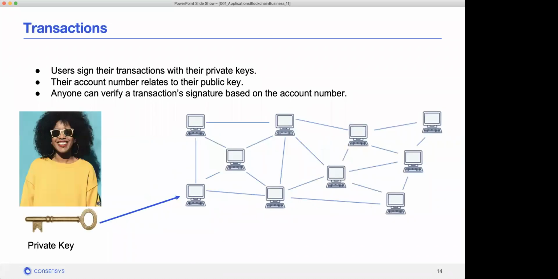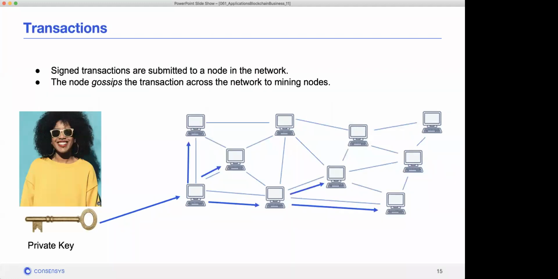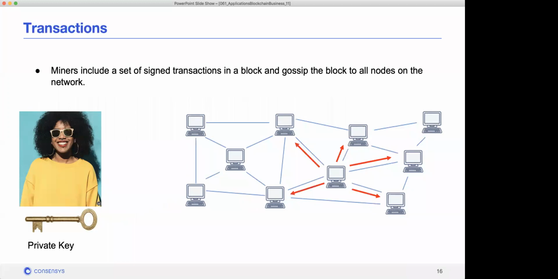So you've got a user, say Alice there, and she signs a transaction with her private key. Her account number is related to her public key, so anyone who's got her account number could verify a transaction that Alice signs. Then the signed transactions are spread across the network. They're gossiped across the network to mining nodes, and mining nodes are the nodes that create the new blocks. When a miner creates a set of transactions as a block, it then gossips that block to all the other nodes in the network.